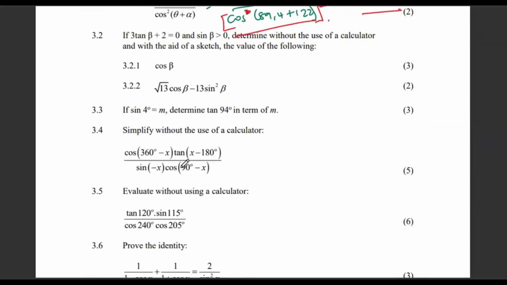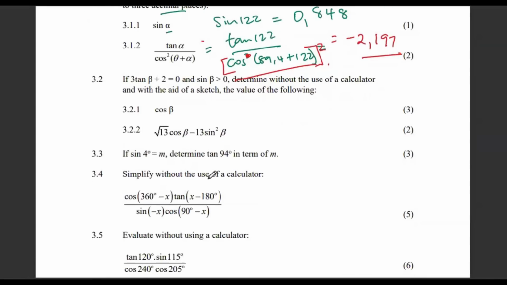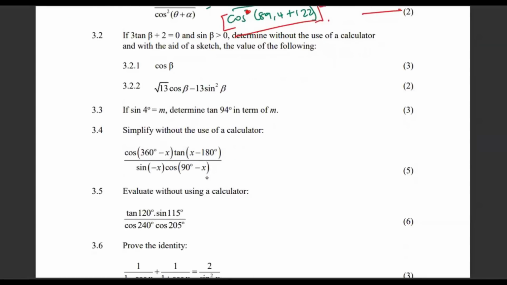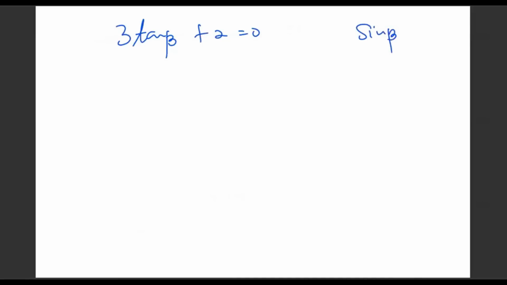Okay. Then 3.2. We're being told that if 3 tan beta, now please, the beta here, actually we don't have a beta in the first question. Perfect. It has nothing to do with 3.1. If 3 tan beta plus 2 is 0, and the sine of beta is positive, determine without the use of a calculator and with the aid of a sketch the following. Now, what happens? Let me write it this side. 3 tan beta plus 2 is equal to 0. Sine beta is greater than 0.